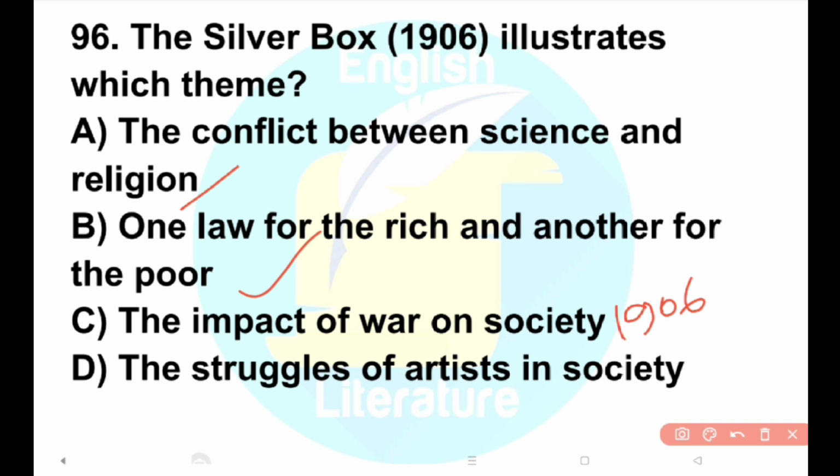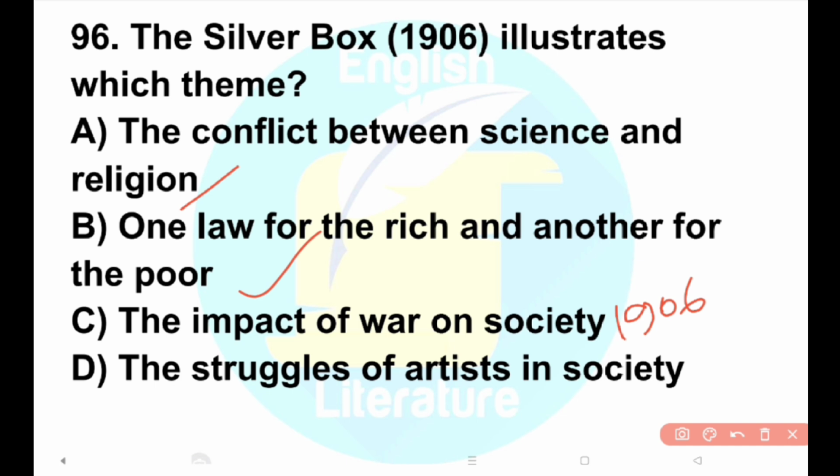The struggles of artists in society. No, artists are not central to the plot. The focus of the play is on class disparity. So option B is the correct answer: one law for the rich and another for the poor, over a stolen silver box.